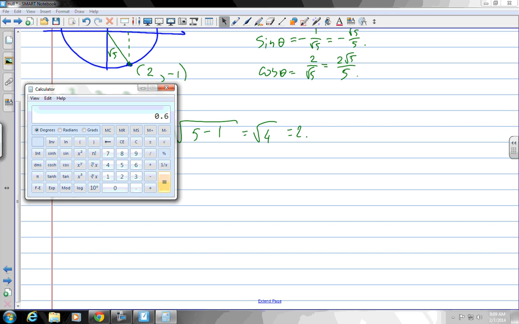That's cute. Cosine of 3 degrees is 0.6.